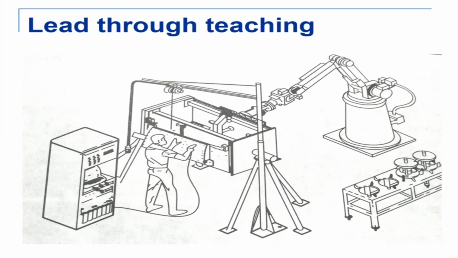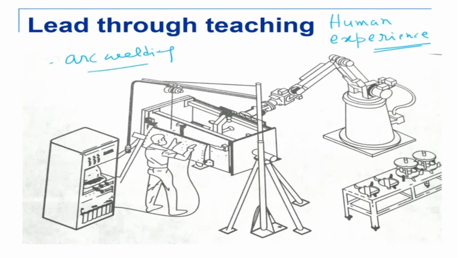Now there are tasks which require human experience. For example, arc welding is one. Arc welding is an application where you're joining, say, this is a weld. So this is making a V weld in two parts, and there's a consumable electrode which is held by the robot. And this is the arc, which is melting the consumable electrode and is depositing the weld here. This is an arc welding process.